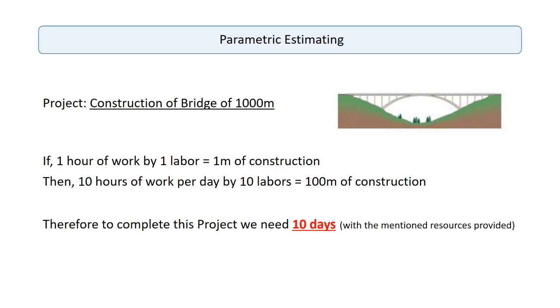Now, if you have 10 laborers who are working for 10 hours a day, for 10 days, they can complete a project of 1000 meters of bridge construction. So you got your answer, and that is 10 days. That is the estimate. That is 10 days you can complete the project if you have got 10 laborers who are working for 10 hours a day. This is the second way, that is parametric estimation.